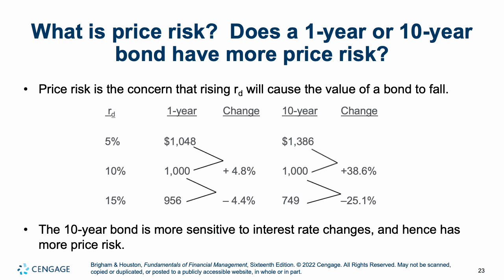One thing bonds are subject to is what is known as price risk. Price risk is the risk that you lose money because the price of the bond changes a lot, or maybe more than you would expect. So price risk is the concern that a rising return on debt will cause the value of a bond to fall. 10-year bonds are more sensitive to interest rate changes and have more price risk.